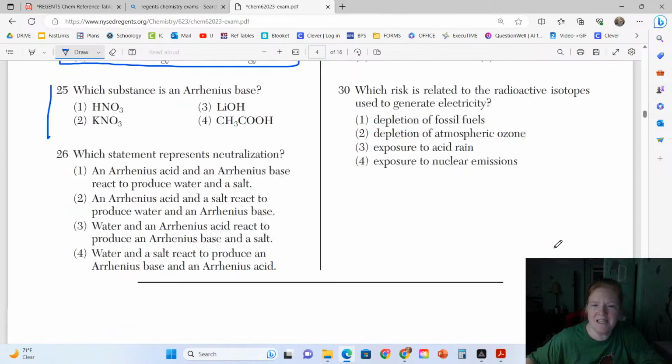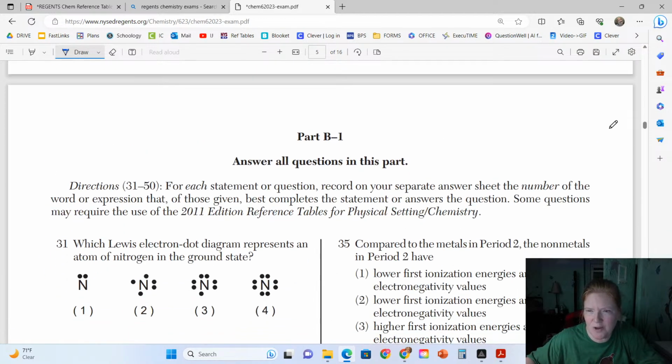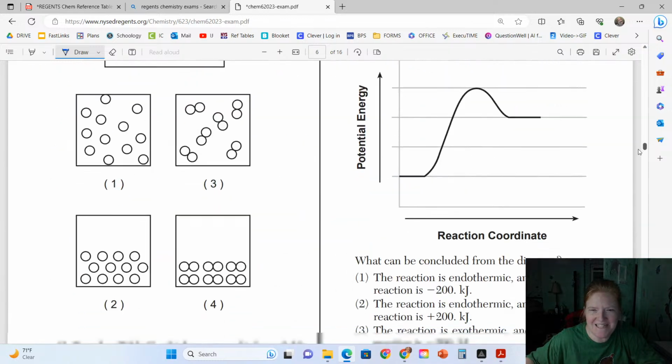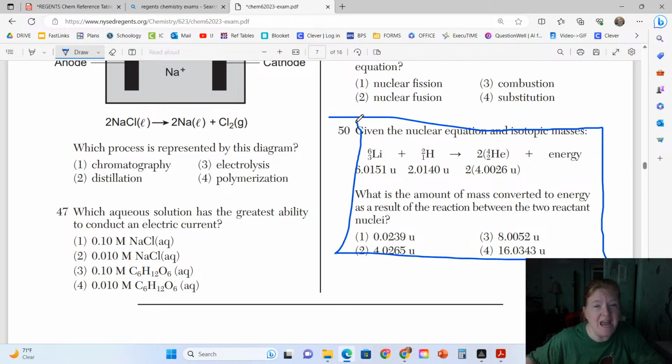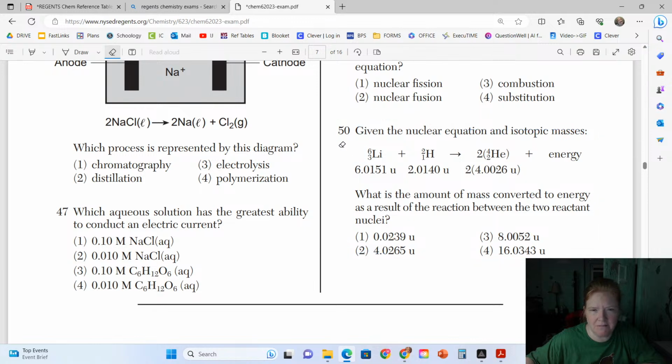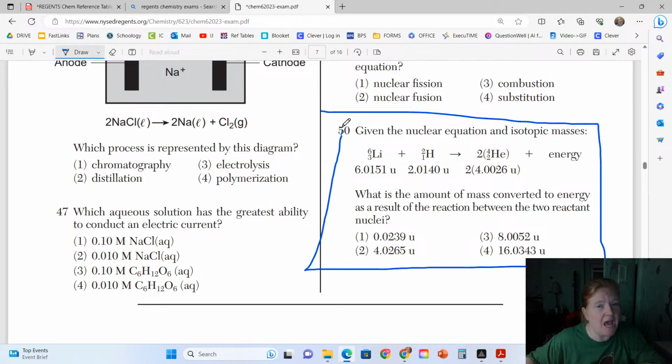The way they asked the conservation of mass question on this exam was strange. This question right here, I have never seen it like this. This is how they asked conservation of mass. I also don't like how I cross it out. I circled it here. It was testing conservation of mass.